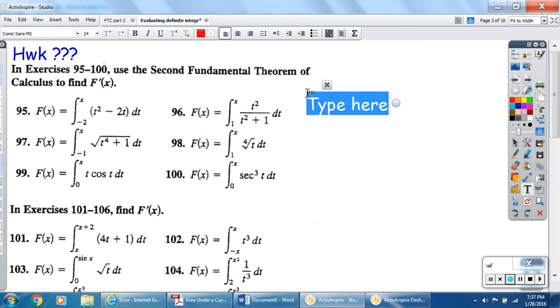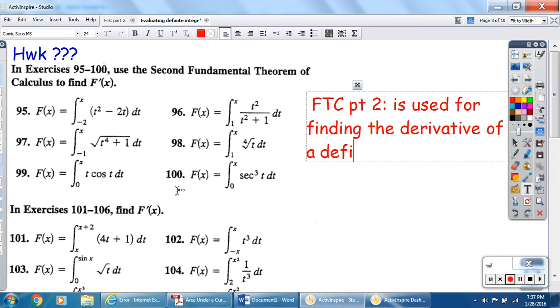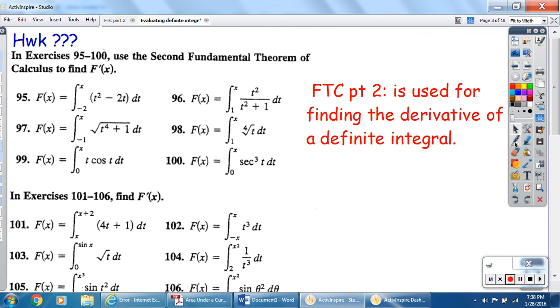to do some typing. So remember that the fundamental theorem of calculus part 2 is used for finding the derivative of a definite integral. Now it's very important that you remember when you're using the fundamental theorem of calculus part 2. It is simply used when you're finding the derivative of a definite integral.